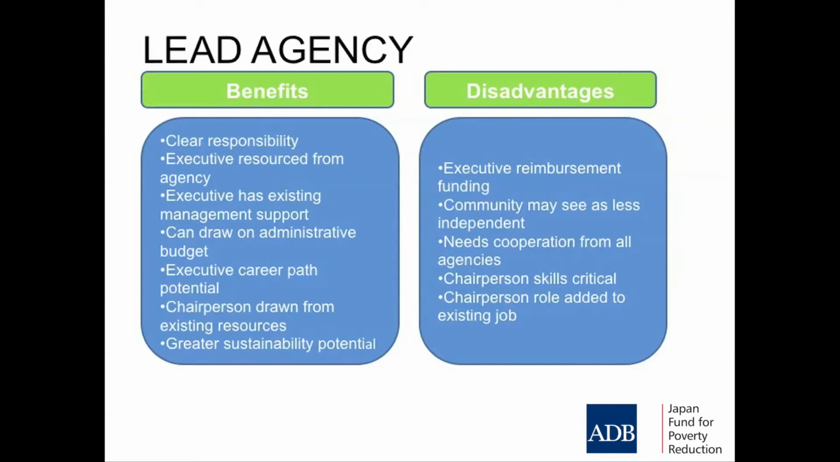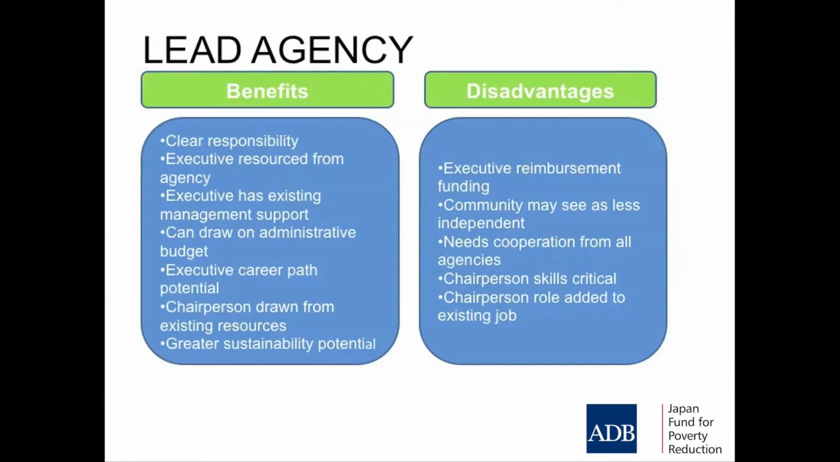What's the differences? Well, the benefits, once again, it's a clear responsibility. You're asking people to run community road safety program, and the executive is resourced from the existing agency. They already have a job. And the executive also has management support in their work because they've already got a job. There's a finance department to deal with the finances. There's an HR department in local government. It's an existing organisation with an existing structure to support them. And they can draw on the administrative budget of that organisation to deliver administrative support.